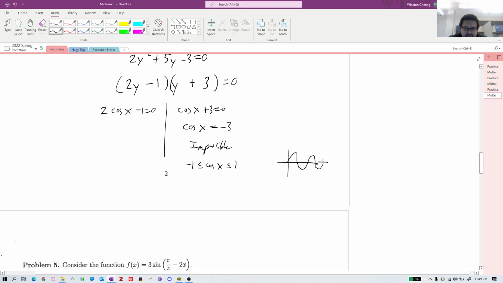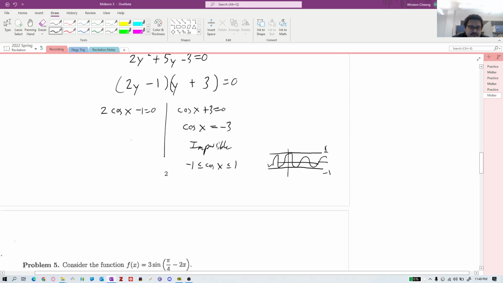You can think about the graph of these functions. This is the graph for sine. If I wanted to make it cosine, I'd have to start at 1 and then do the whole wavy part. But the key thing about the graph is that it's always between the lines y equals 1 and y equals -1. It never exceeds that. So having cosine of x equal -3 is not possible. So this side contributes no solutions to the original problem.